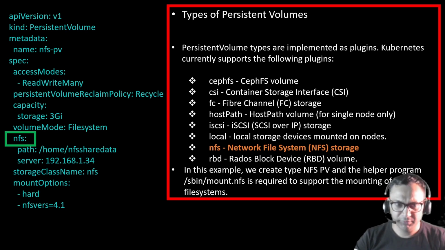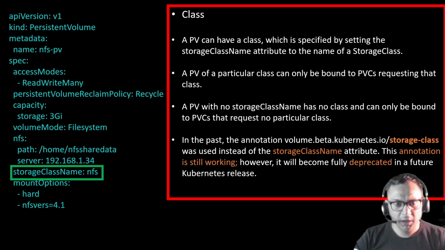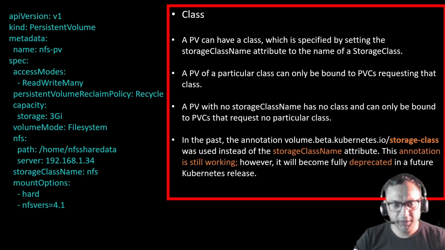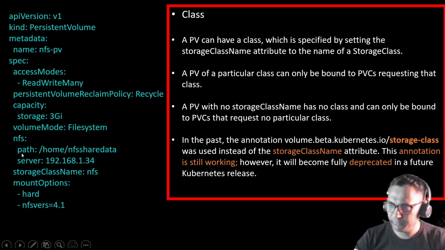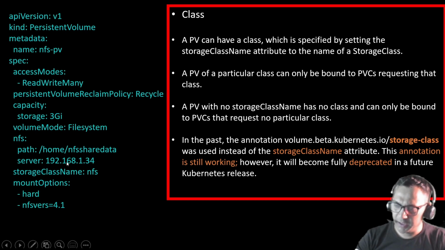This option I have selected here, NFS, and inside this NFS we have path. So I created one directory inside the home directory, NFS share data, and this is my NFS server IP address. So this directory will be mounted in my Kubernetes cluster. I will show you.